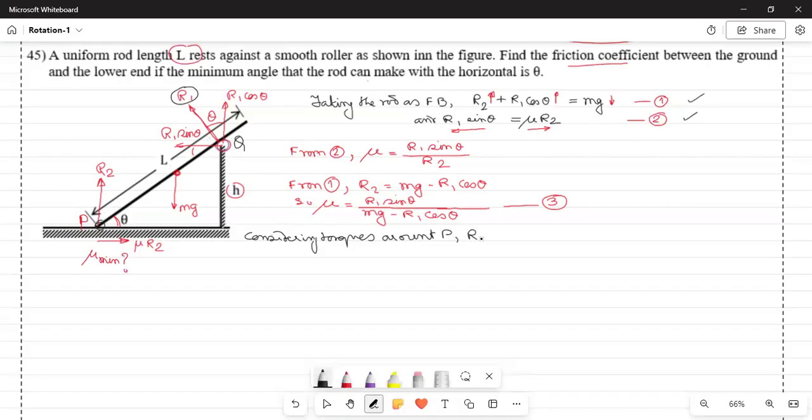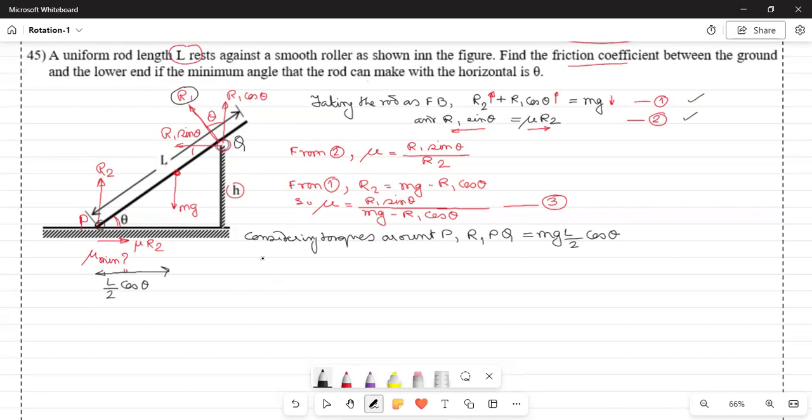So here R1 PQ will be equal to the other torque, applied by mg. What is the perpendicular distance of mg from the point P? This is L by 2 cos theta. So this is mg L by 2 cos theta.